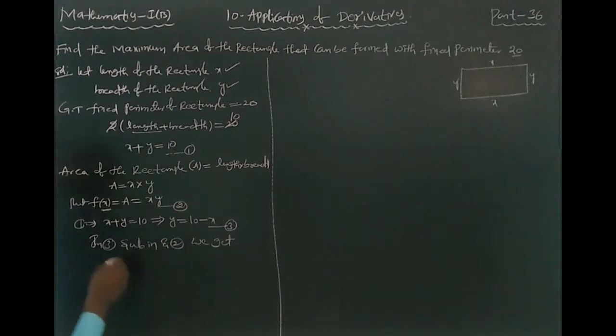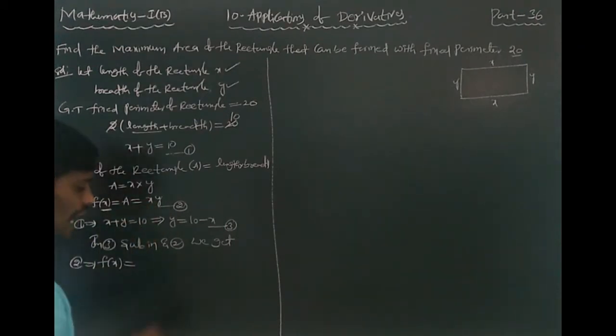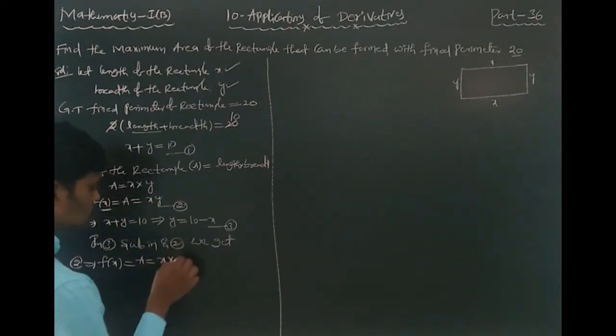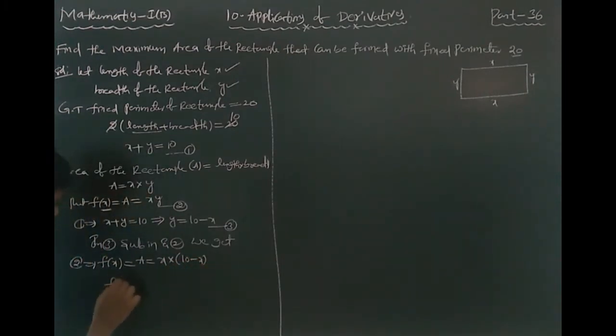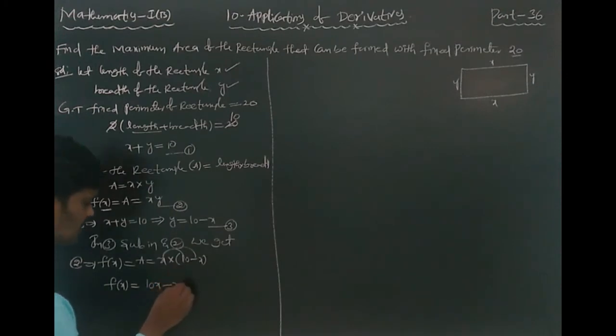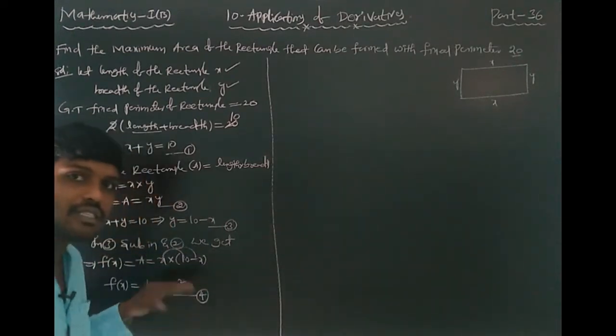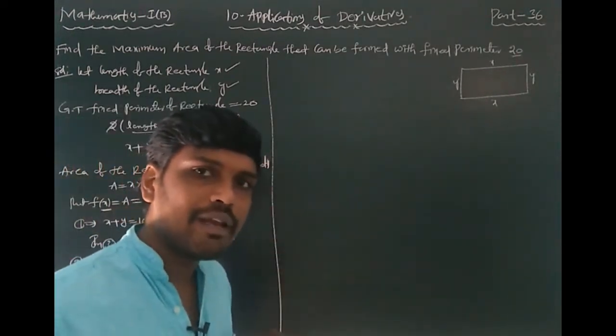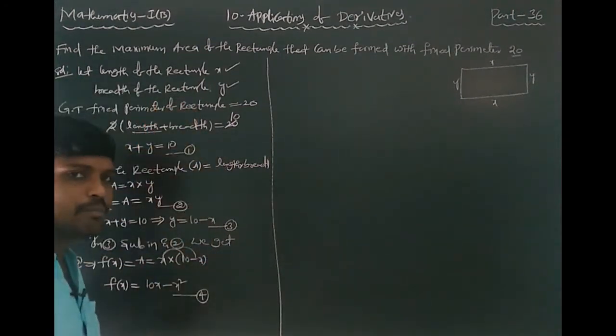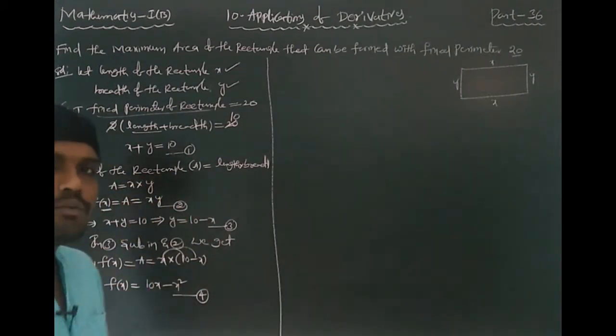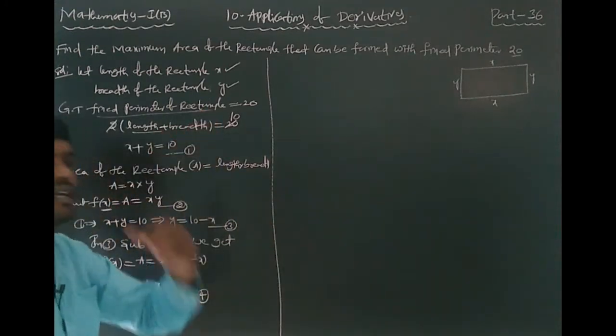After substituting, you get f of x is equal to x into y, and y value is 10 minus x. Then f of x equal to 10 into x, x into minus x, you can write minus x square. This is equation number 4. Understood or not? This is a very important repeated problem in IB examination, students. Very easy problem. Just you need to know the fixed perimeter of the rectangle formula and the area of the rectangle formula. Just two formulas, and you can solve the problem totally.